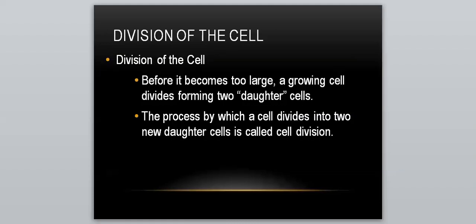The reason why they are at the proper sizes is that if the cell becomes too large, it will divide, forming two daughter cells. When we think of a daughter cell, that's just a cell that is identical to the parent. So daughter cells are going to be important to know about too. And the process by which a cell divides into two new daughter cells is called cell division. So that is an important process that we're going to look at.